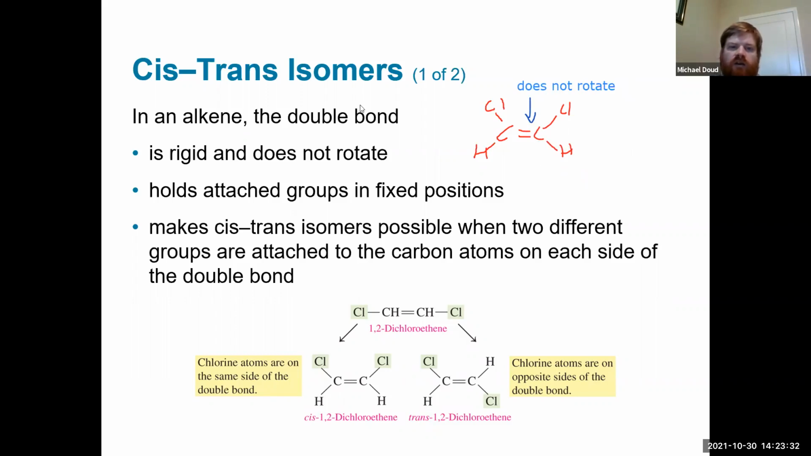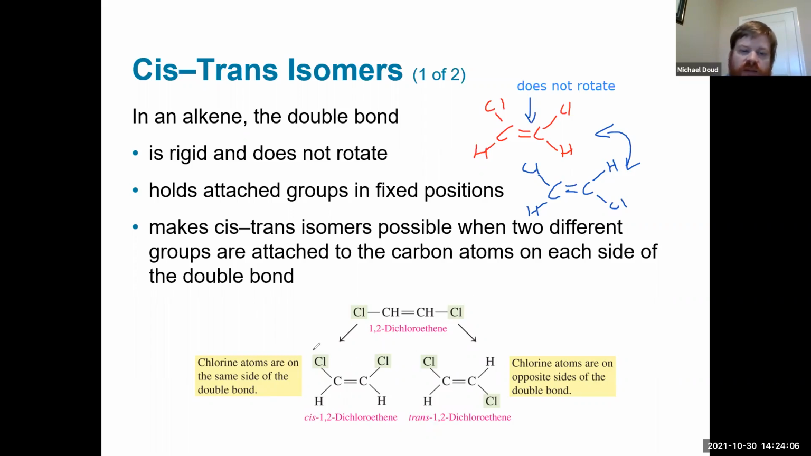Now, you can imagine another form of this molecule, 1,2-dichloroethene, where one Cl is up and the other Cl is down, like what I'm drawing here. Now, because this double bond doesn't rotate, that means that these two molecules are different. They're different in space. You can't directly overlap them. So that means that they are different molecules. And this is what we call cis-trans isomerism.